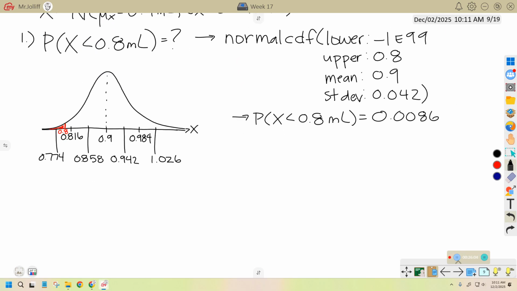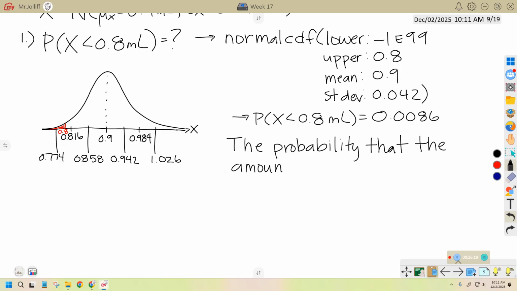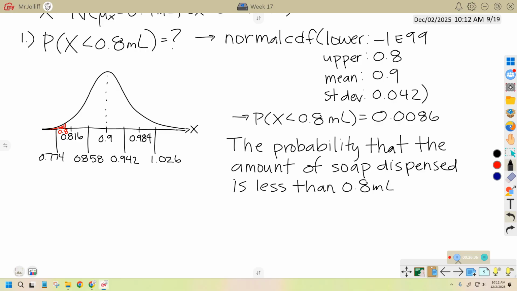So probability, the amount of soap dispensed is less than 0.8 ml, and there was some more after that.